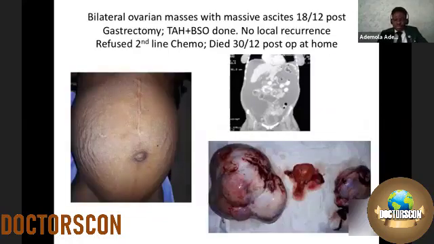So this patient did well post-operatively and had all our adjuvant therapy, but she developed bilateral ovarian masses with massive ascites about 18 months post the gastrectomy, but there was no evidence of local recurrence when we did surgery for a total abdominal hysterectomy and a bilateral salpingo-oophorectomy. However, she died. She refused the second-line chemotherapy and died 30 months post-operatively at home.